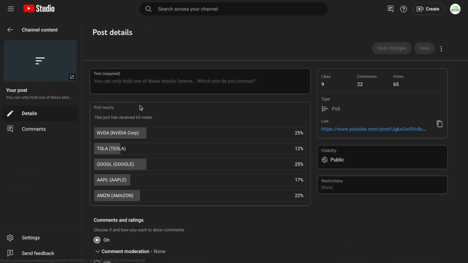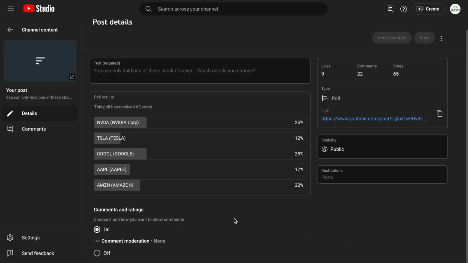And look at this recent poll that I put up. I said, if you could only hold one of these stocks forever, which one would you choose? And NVIDIA and Google are the top leaders right now out of, I think, over 65 votes. So that's pretty big. I haven't had that many votes before. So I appreciate you guys definitely contributing and participating in it.